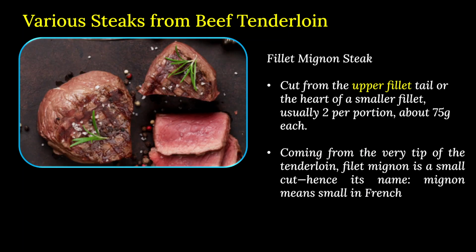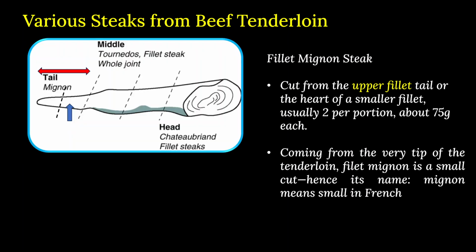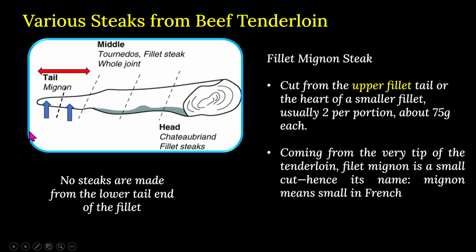Now we'll see the image first. Filet mignon is like this, a small steak. Now we'll go back to this image once again and talk about the lower end of the fillet. The lower end of the fillet is so thin by nature that we are not getting any steaks from that area. Then what to do with that? Are you going to throw it? Certainly not. We are going to use it. How this tail end of the beef fillet is used, let us look into that.